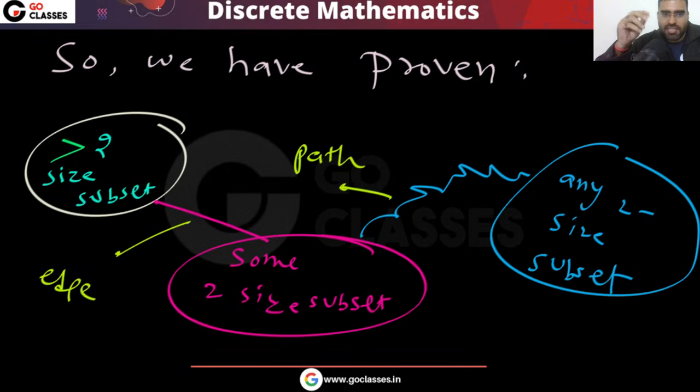We are proving that between any two vertices whose subset size is greater than or equal to 2, there is a path. We have proven that if you take any two subsets whose size is greater than or equal to 2, they will have a path between them. We can create a path between them.